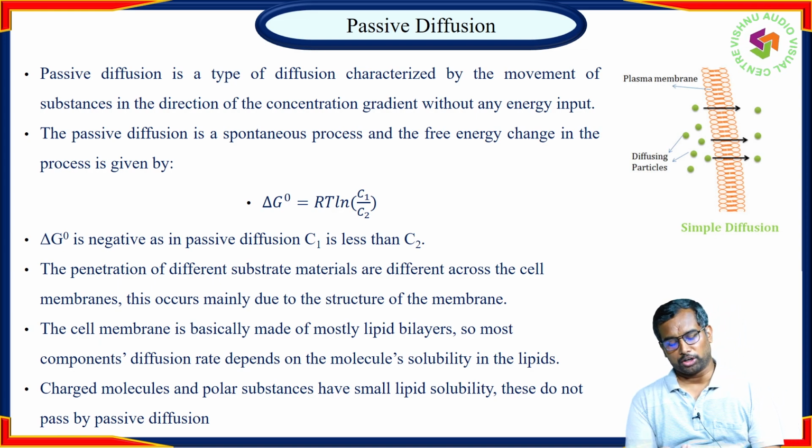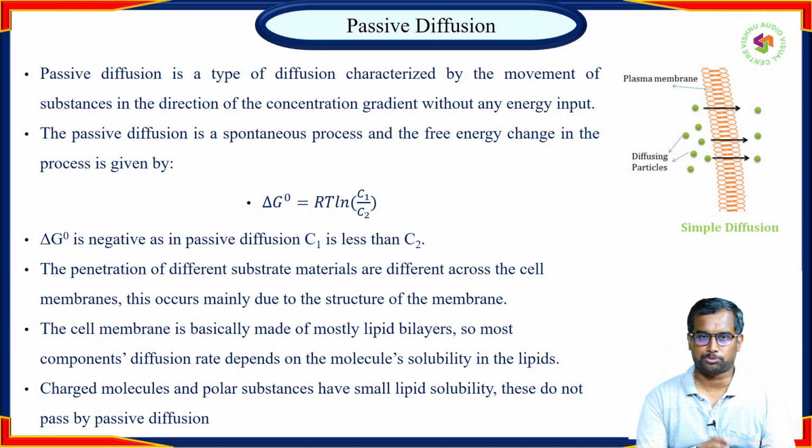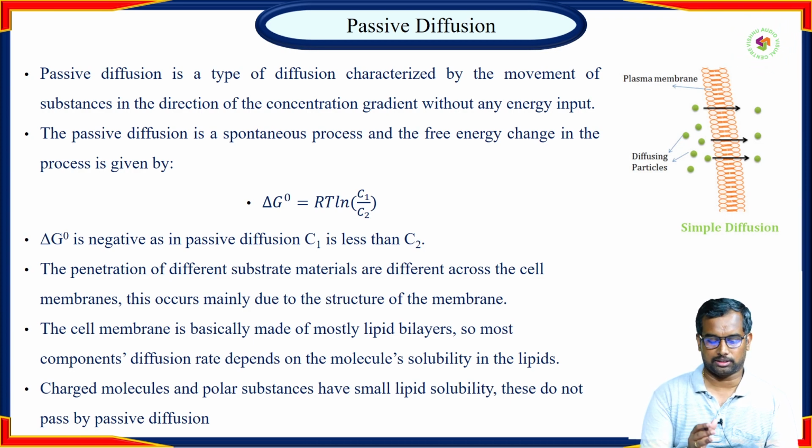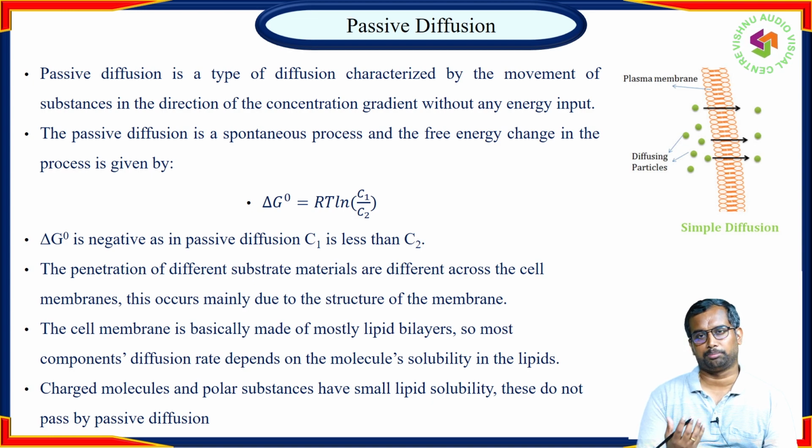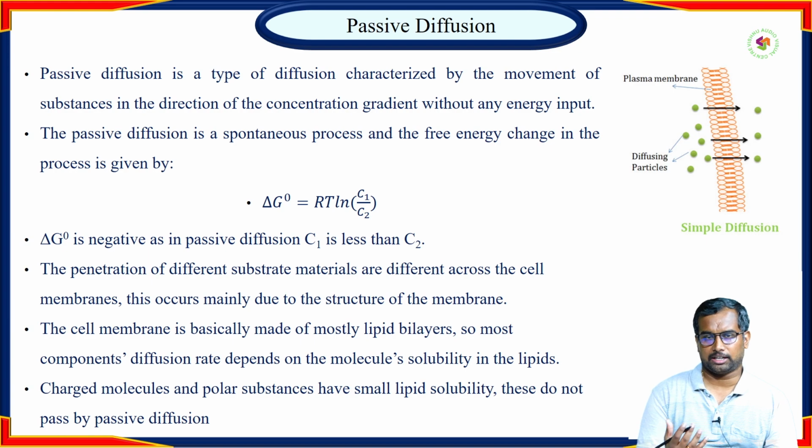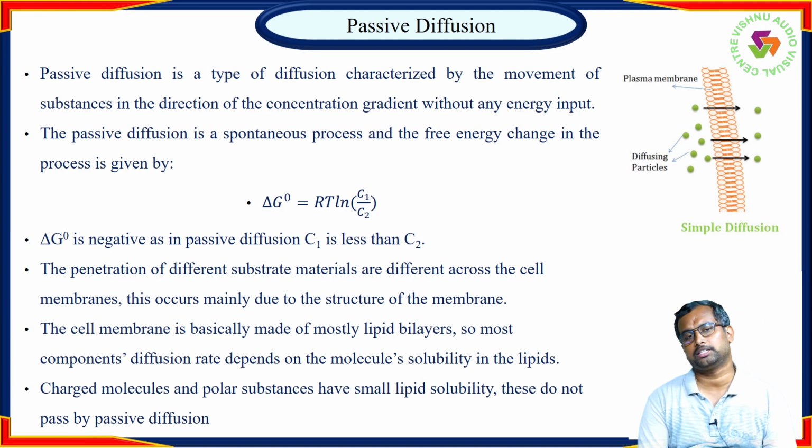The charged molecules and polar substances have small lipid solubility. If you look at charged molecules or polar substances like Na plus, potassium plus, or calcium 2 plus, they do not pass through the cell membranes by passive diffusion.